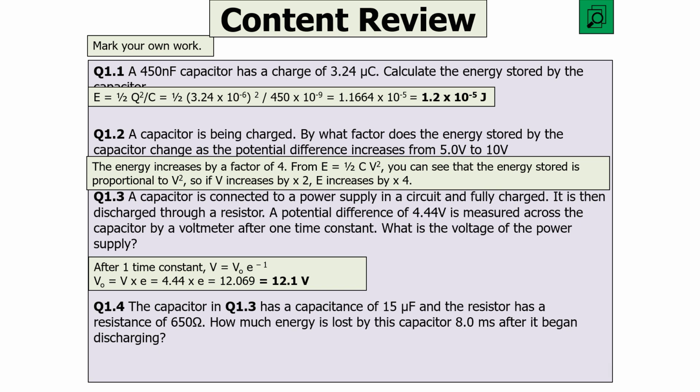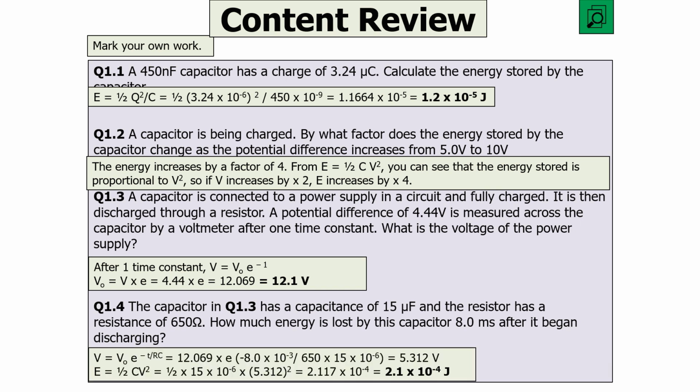Now in the next question, we can again say V equals V0 e to the minus t over RC. Pop in all the values. Again, we've got all these numbers from the question. Remember, milliseconds turn into seconds, microfarads turn into farads, and then you can work it through to be 5.312 volts. So that's what the potential difference of the voltage left on the capacitor will be.